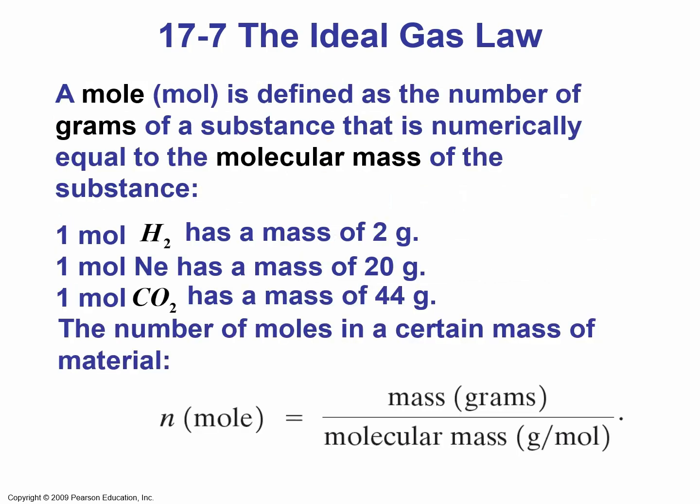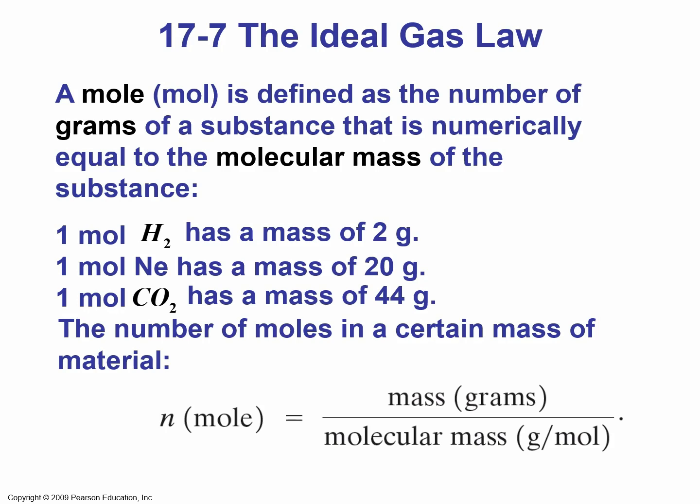Now, in order to define a unit or a measure of the amount of gas in our system, we define mole. A mole, simply written as mol, is defined as the number of grams of a substance that is numerically equal to the molecular mass of the substance. For example, 1 mole of hydrogen molecule has a mass of 2 grams, or 1 mole of neon has a mass of 20 grams. And 1 mole of CO2 molecule has a mass of 44 grams.